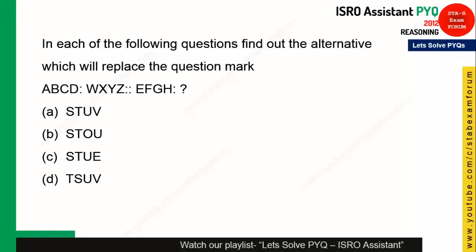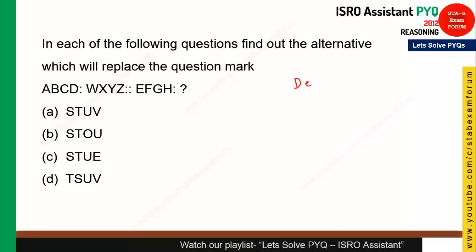Time starts now. This question is from the category called coding decoding, plus analogy. So they have coded this word as this, so you need to make a similar pattern for this word. The code word is A B C D and it is coded like W X Y Z. As you can see, they are reversely written.